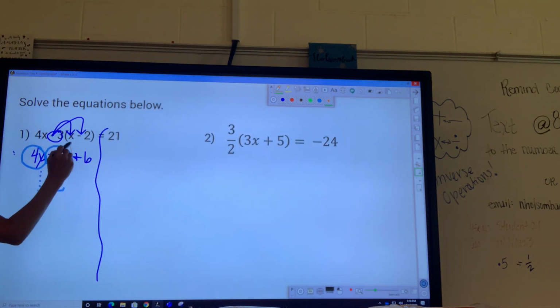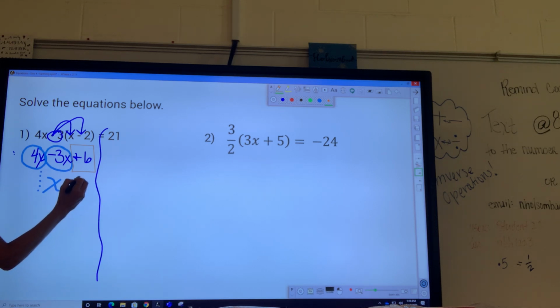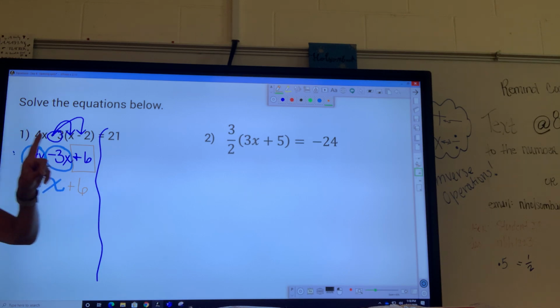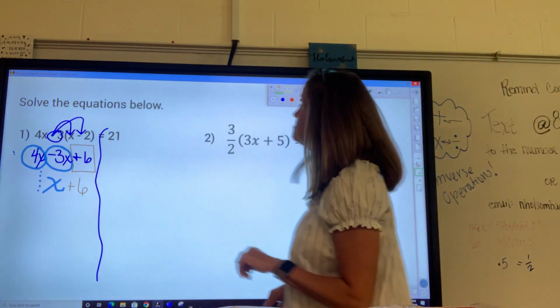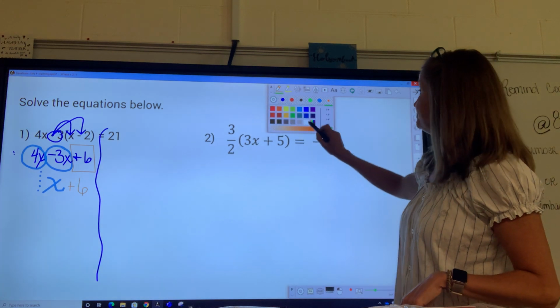See that? Plus 6, I didn't touch. So that stays a plus 6. So I have x plus 6. Distributive property is done. Combining like terms is done. And there we go.